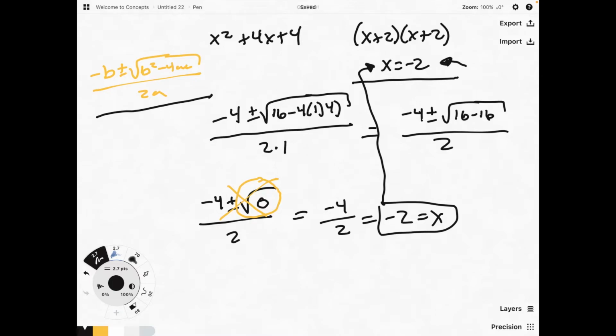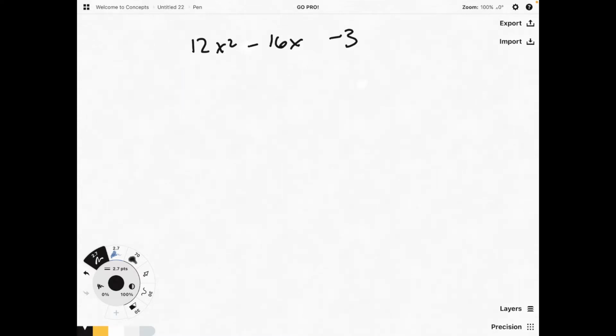Let's look at our final example and how we would use these answers in determining what the factors are going to be for the solution. Okay, looking at our last problem, we have 12x squared minus 16x minus 3. And the question asks us to use the quadratic formula to solve for the factors. Now, when solving for the factors, all you need to remember is you have to take x minus the solution. And that's going to be on both factors.